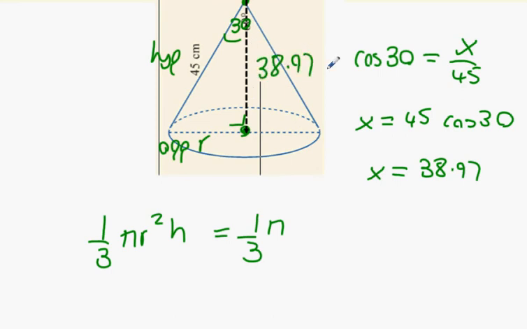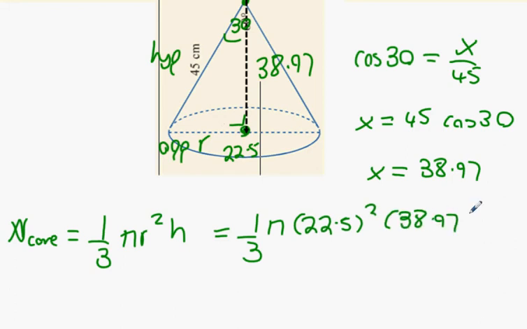Now that's 38.97. And what I'd like you to do next is we're going to fill out this volume of cone. Volume of cone is a third pi r squared h. So a third, what do we have for our r value earlier? 22.5. A third pi 22.5 squared, times 38.97. What you get?